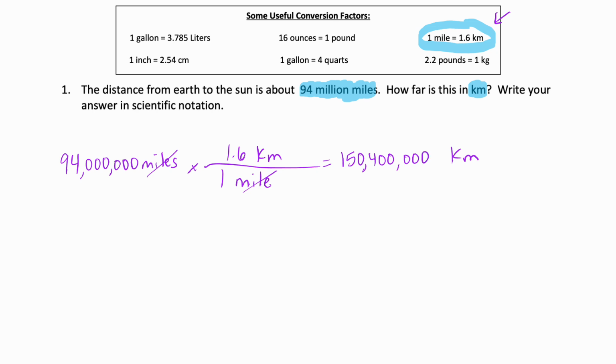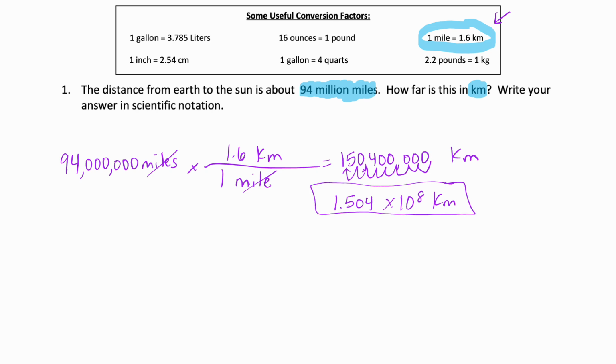kilometers. And then it says write your answer in scientific notation. So since we have a number greater than 10, we know we're going to have a positive exponent. And then to figure out what that exponent is, you're going to move the decimal point to the left until you get to a number between 1 and 10. So 1, 2, 3, 4, 5, 6, 7, 8. So our final answer in scientific notation would be 1.504 times 10 to the 8th kilometers.